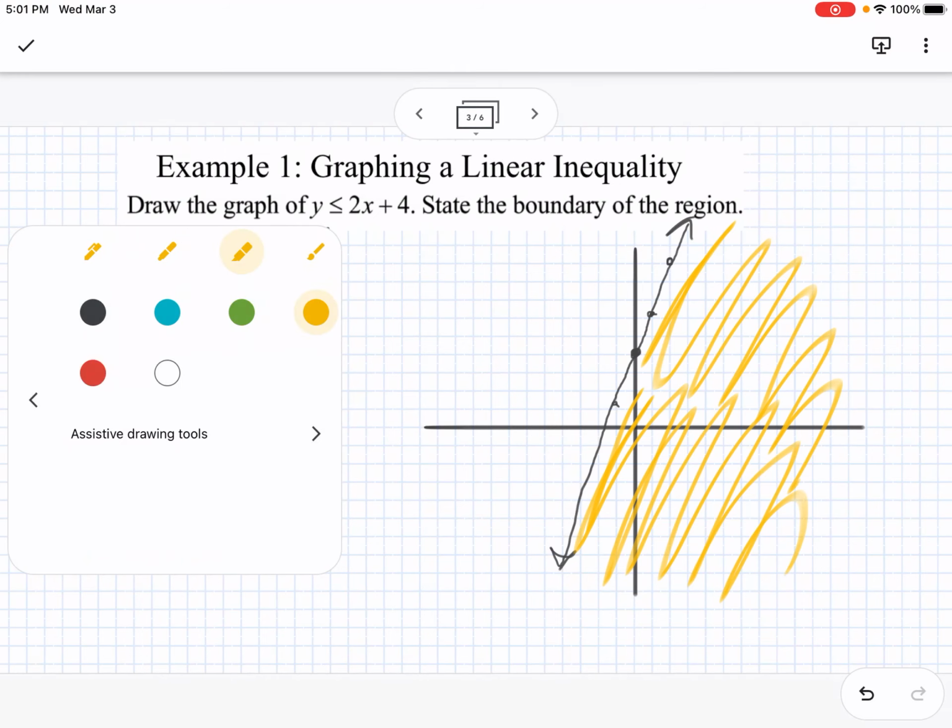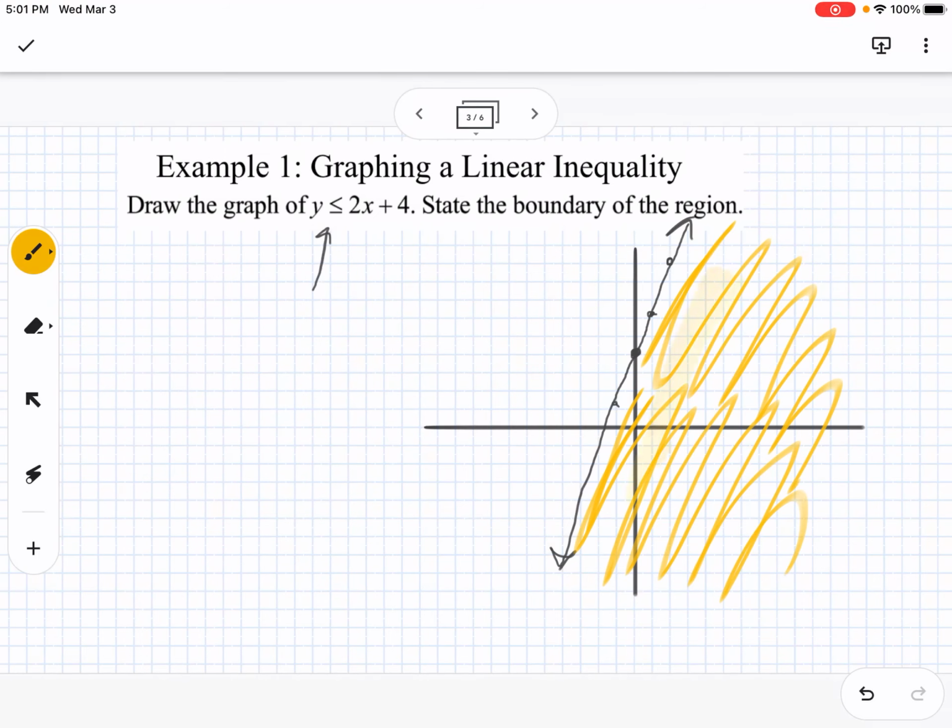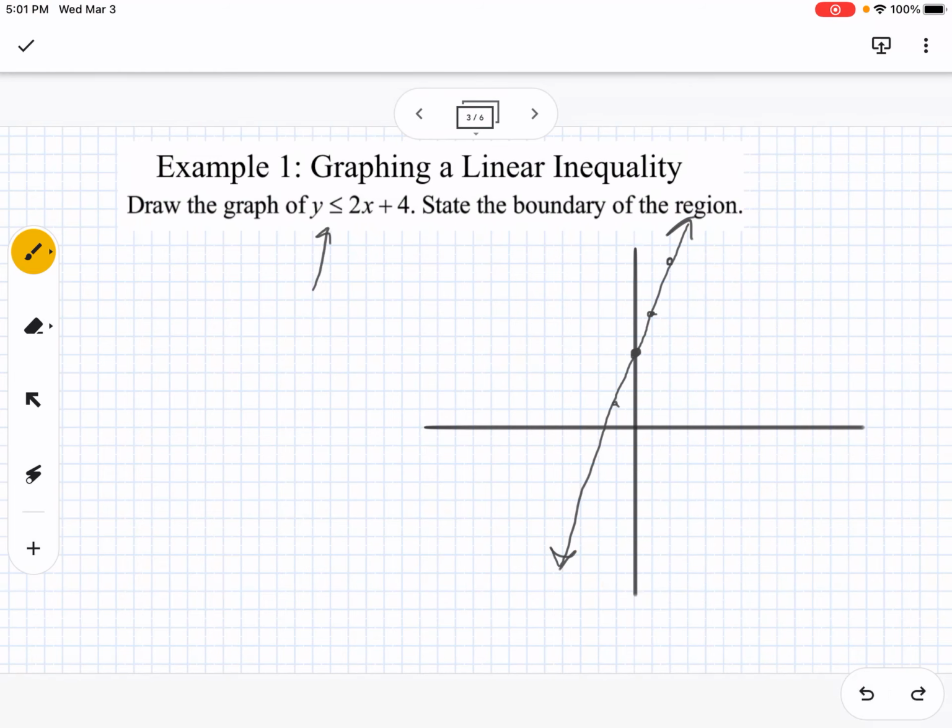I wonder if that's better. Oh, that's better. I should have done that. Let's try that instead. The paintbrush, much better.